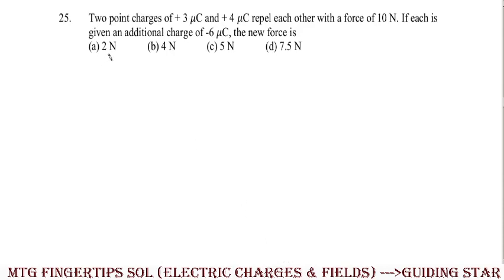Okay, next question number 25. Two point charges of 3 microcoulomb and 4 microcoulomb repel each other with a force of 10 Newton. So given charges Q1 equal to 3 microcoulomb and Q2 is 4 microcoulomb. Clear? So 3 microcoulomb is 3 into 10 to the power minus 6 coulomb, and it is 4 into 10 to the power minus 6 coulomb. And the force between them is coming out to be 10 Newton.